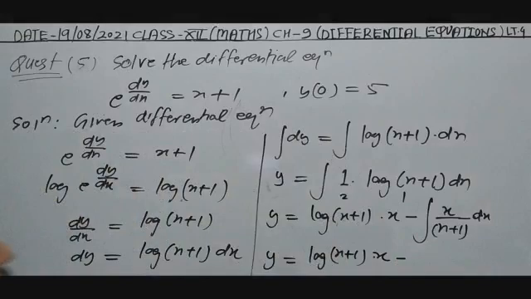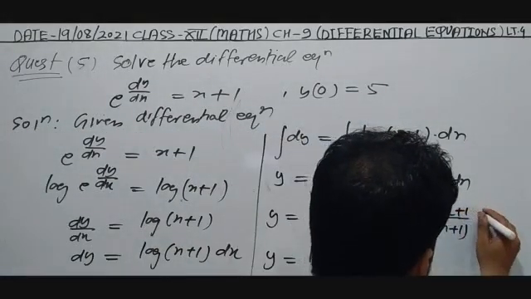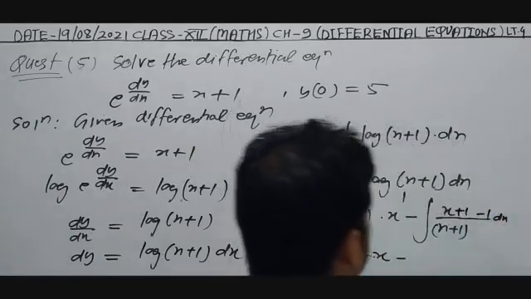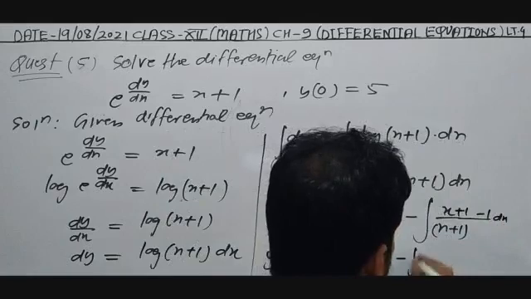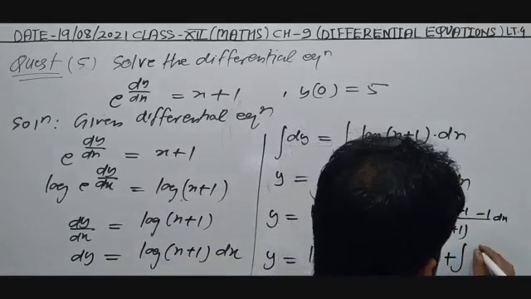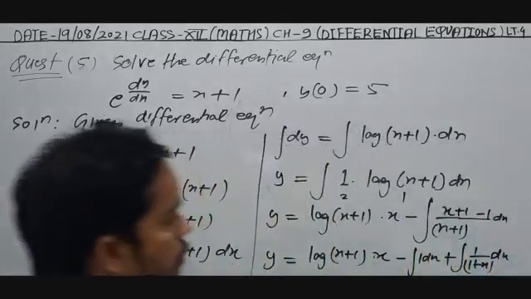We can write integration of x over x plus 1. Suppose this is x plus 1 minus 1, dx. So first integration will be integration of 1 dx, and minus minus becomes plus, so integration of 1 upon 1 plus x, or x plus 1, both are the same, dx.